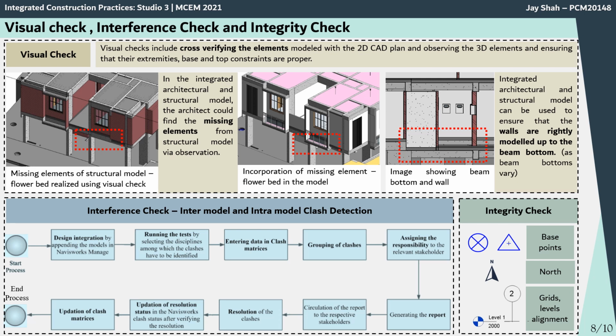Visual checks include cross-verifying the elements. For example, here in the first image, we could see that there is a missing structural element, and it was checked by an architect while working, and it was later informed to the structural consultant, and this issue was rectified. The interference check is the check between the intermodel and the intramodel clash detection, and its process is shown here. Integrity check is checking the base points and the north point and the various other points of the Revit.